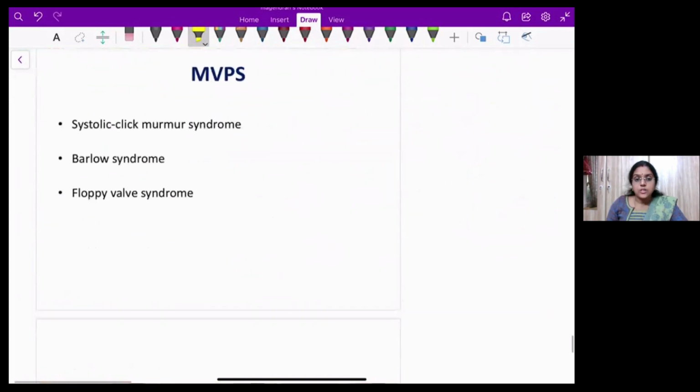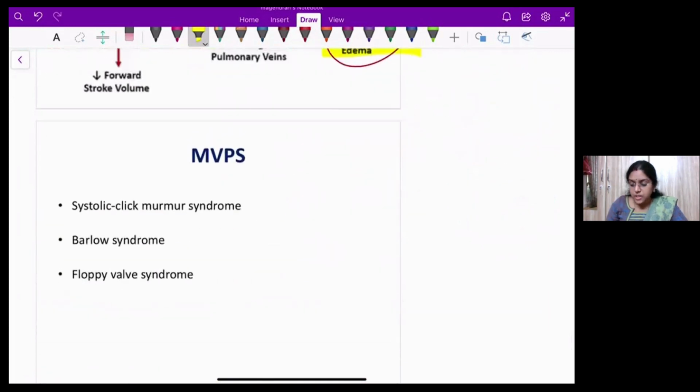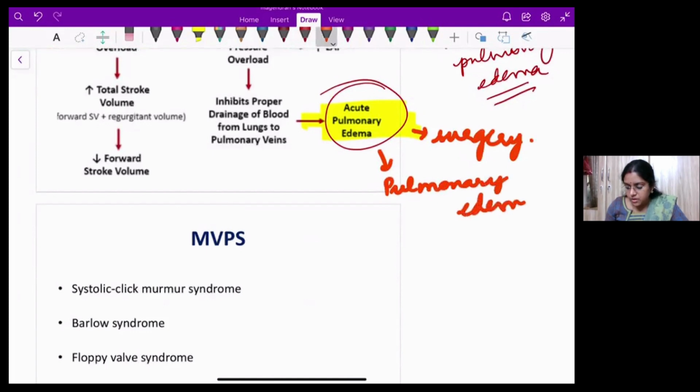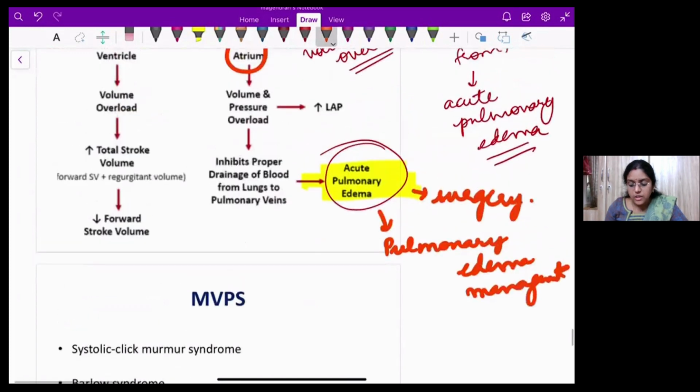Okay, so what we do is take the patient immediately for surgery, and you have to manage the mitral valve. You also have to manage the pulmonary edema with diuretics and other medications. So you have to manage the patient with pulmonary edema and take up the patient for emergency surgery. Okay, that's what you have to do for patients with acute MR.